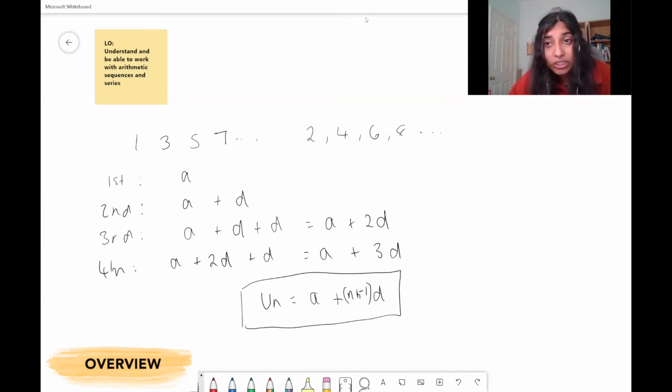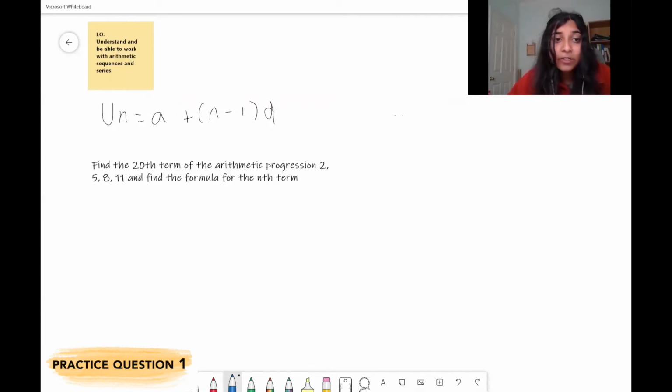So let's try a question to see if you've understood how to apply this. Feel free to pause the video and try it out for yourself. We want to find the 20th term of the arithmetic progression 2, 5, 8, 11, and we want to find the formula for the nth term. We know the formula is in this form: U_n equals A plus n minus 1 times D.